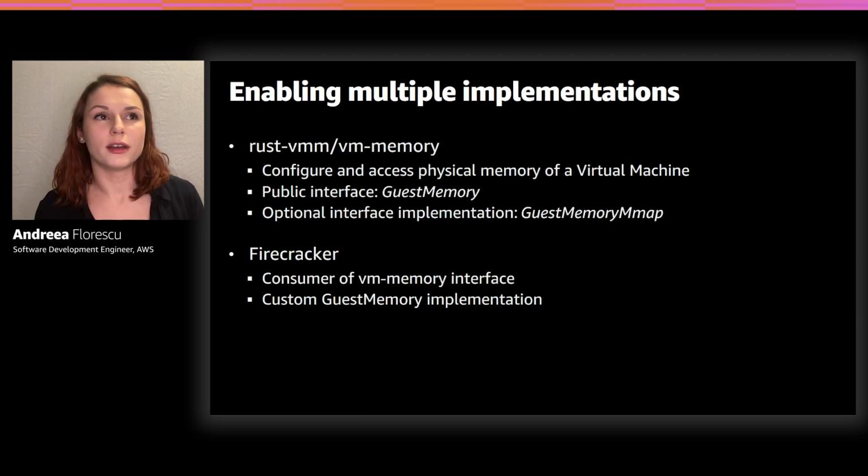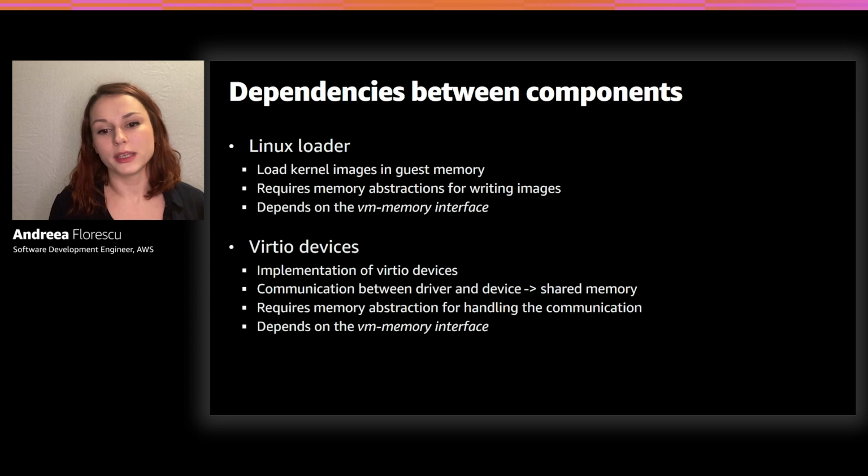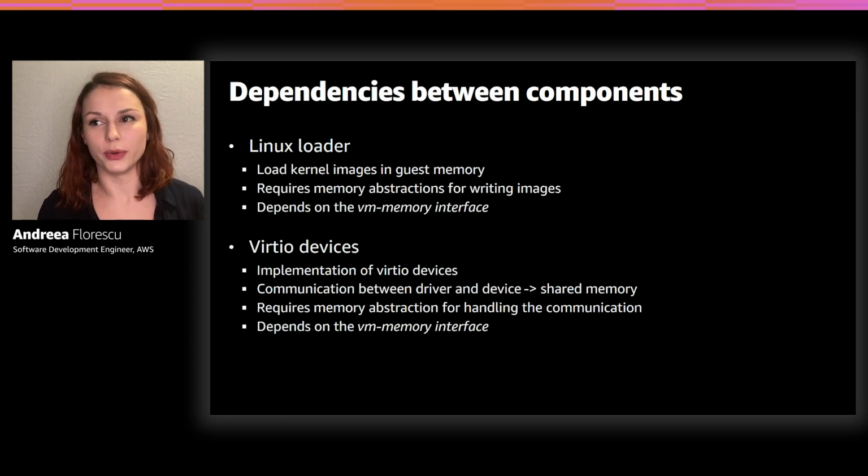The other thing that we're trying to do with Rust-vmm is to have components with as few dependencies as possible. So the components should not really depend on each other. They only depend on each other when they need to. And not only that, but whenever there needs to be a dependency between components, this dependency will happen at the interface level. So I will give you two examples here.